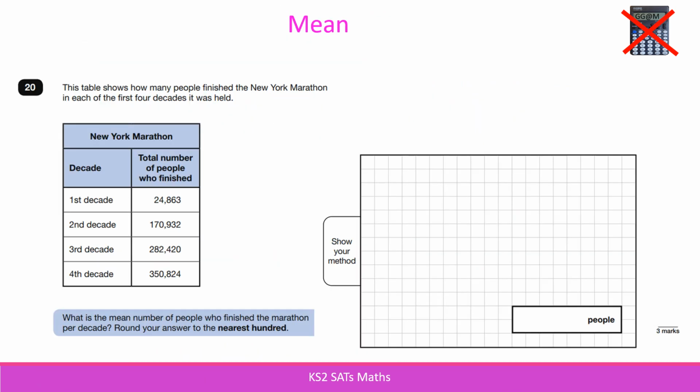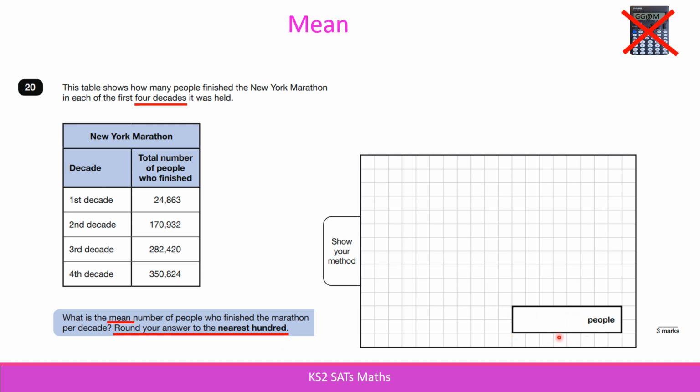This is a question on finding the mean. The key words in the question are you're told that you've got 4 decades, and you can see these 4 decades in the table on the left hand side. So you've got 1, 2, 3, 4 decades. And you've got to work out the mean of the number of people who finished the marathon, and you've got to round your answer to the nearest 100.